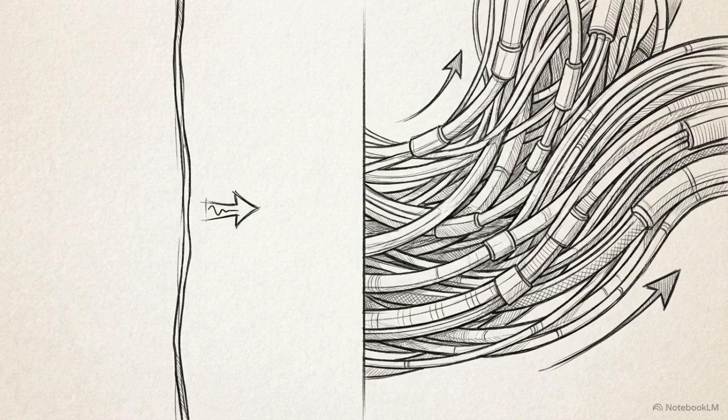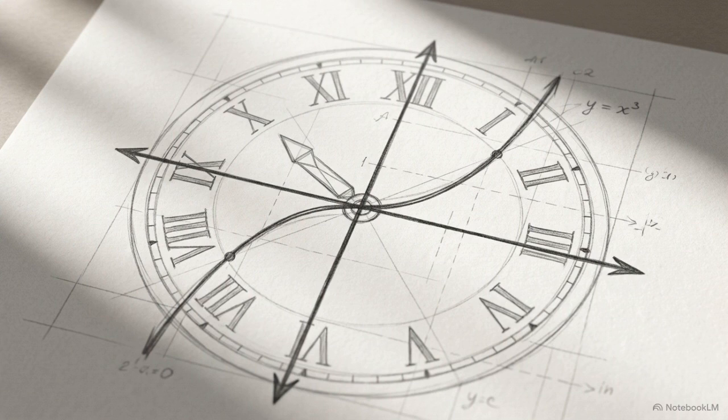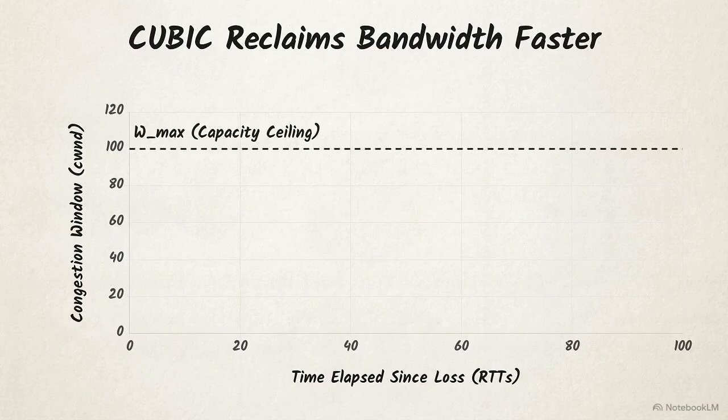Standard TCP Reno works well on traditional networks, but its linear increase is too slow to reclaim bandwidth on modern high-speed pipes. To address this, engineers developed TCP Cubic, an evolution designed to replace simple linear growth. Cubic calculates the window size as a cubic function of the time elapsed since the last packet loss, rather than relying on incoming acknowledgments. This comparison shows the difference in recovery.